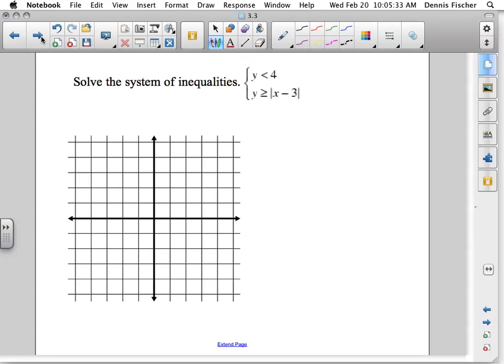Which way does it move? I heard you say move to the right. I did this morning. People were moving to the left, down, up, everywhere. But this one is x minus 3. What makes it 0? 3. That means if it's inside, it's going to move to the right 3.